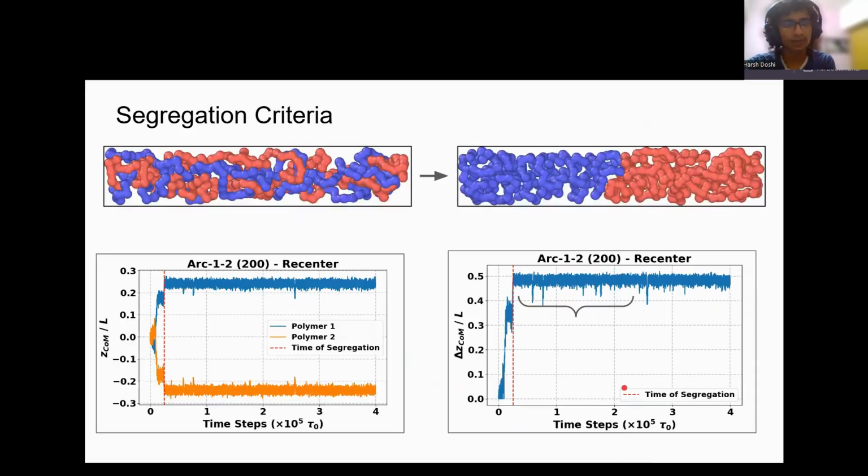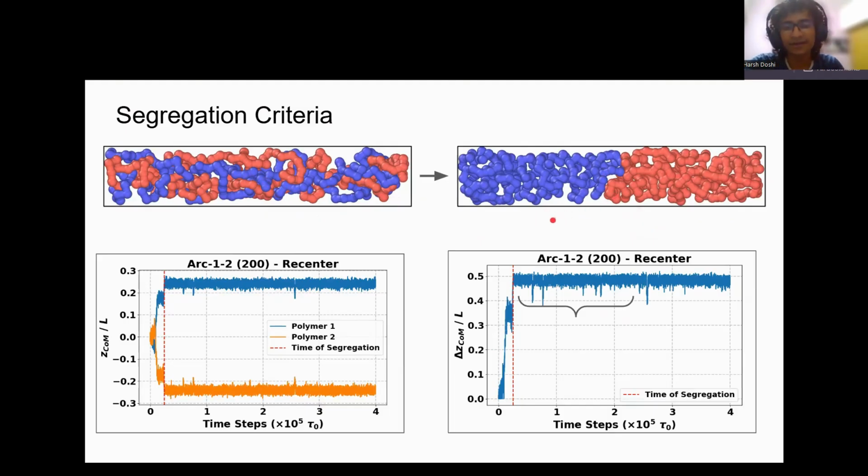Moving on to the segregation, again, we want to start from a mixed state, which is obtained by imposing the additional constraints. And once we remove those constraints, the system is free to evolve to the segregated state. And we measure how long it takes for it to go from the mixed state to the segregated state.